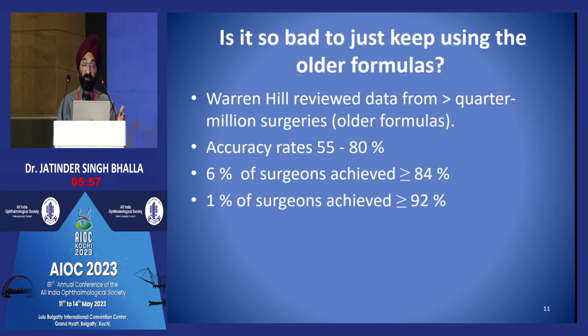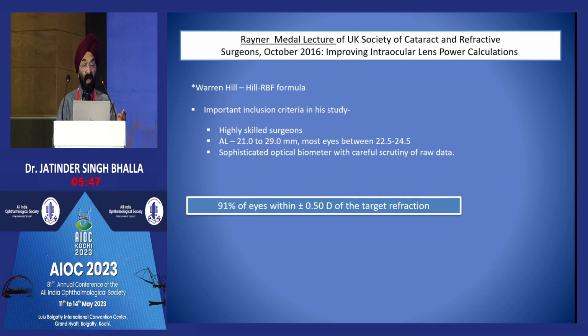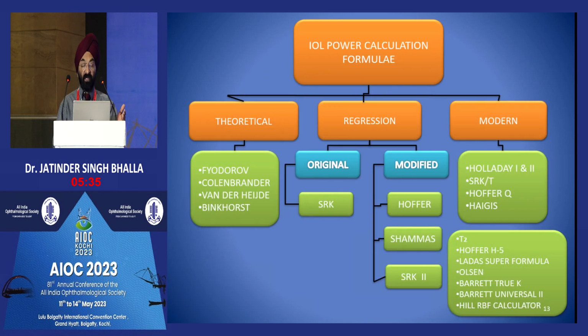So is it bad to keep using the older formulas? Yes, because with that only 1% of the surgeons achieved accuracy more than 92% with plus minus 0.5 diopters. And this was the Ronald Medal lecture which was given in 2016, which told us that if we change with times, we can have 91% of eyes within plus minus 0.5 diopter of the target refraction.